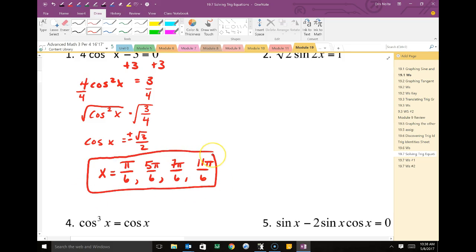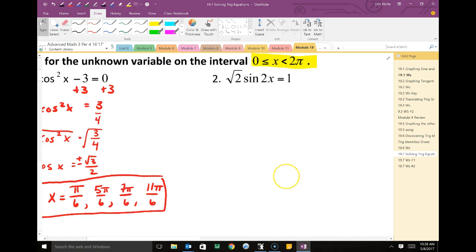Everybody okay with that? X, Y. X goes first, Y goes second, in your ordered pairs. It's been a while since we worked with ordered pairs. Alright, let's try another one. Ready?